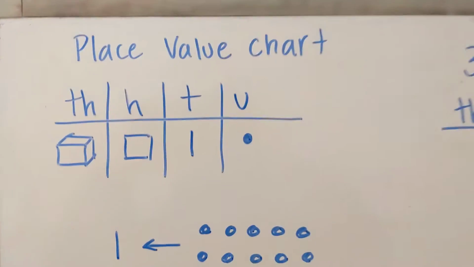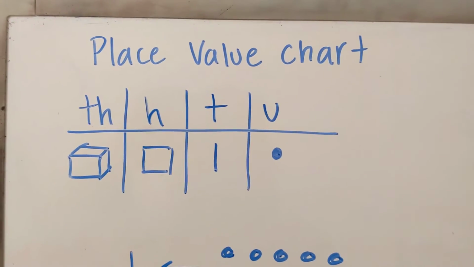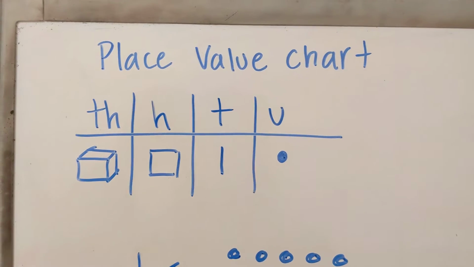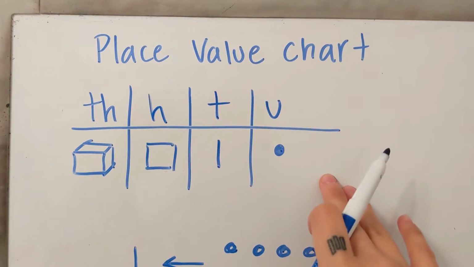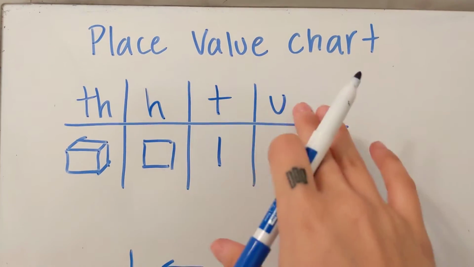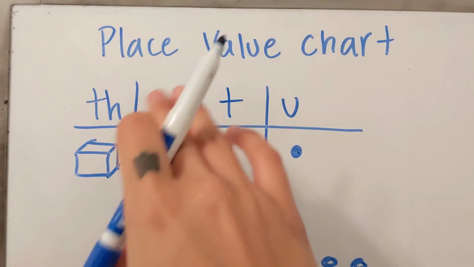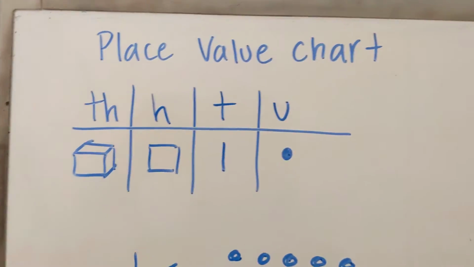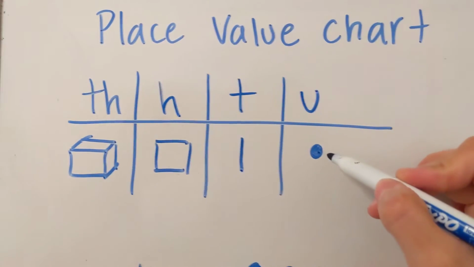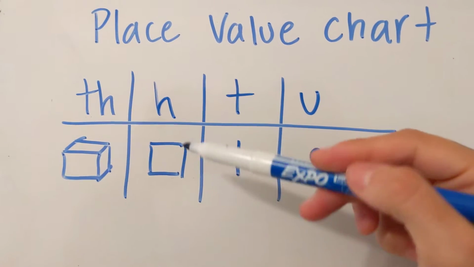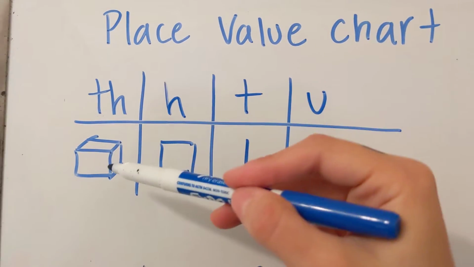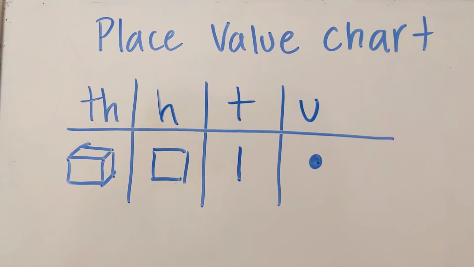All right, for this week, we're going to be working on word problems. And before we get to that, I want to review with you guys what a place value chart is. So remember, in a place value chart we have a cell for our units, for our tens, for our hundreds, and for our thousands. Units are represented with a dot, tens are represented with a line, hundreds are represented with a square, and thousands are represented with a cube.